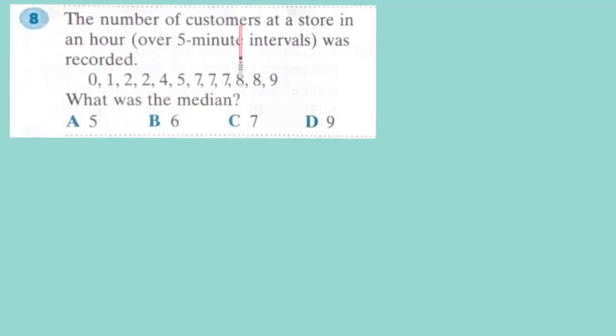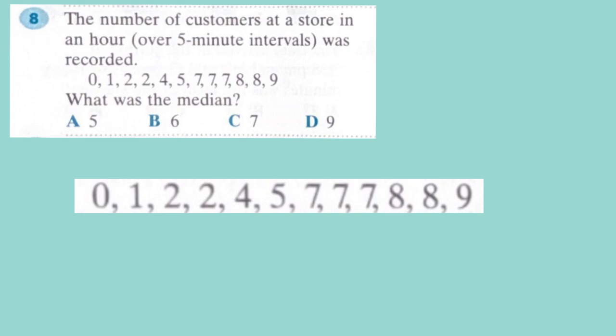The number of customers at a store in an hour over 5-minute intervals was recorded. So that means that every 5 minutes they recorded the number of customers. This is the first 5 minutes, the second 5 minutes, the third 5 minutes. Now there are 12 lots of 5 minutes in an hour. And so there would be 12 recordings. If you count that up, that should be 12.